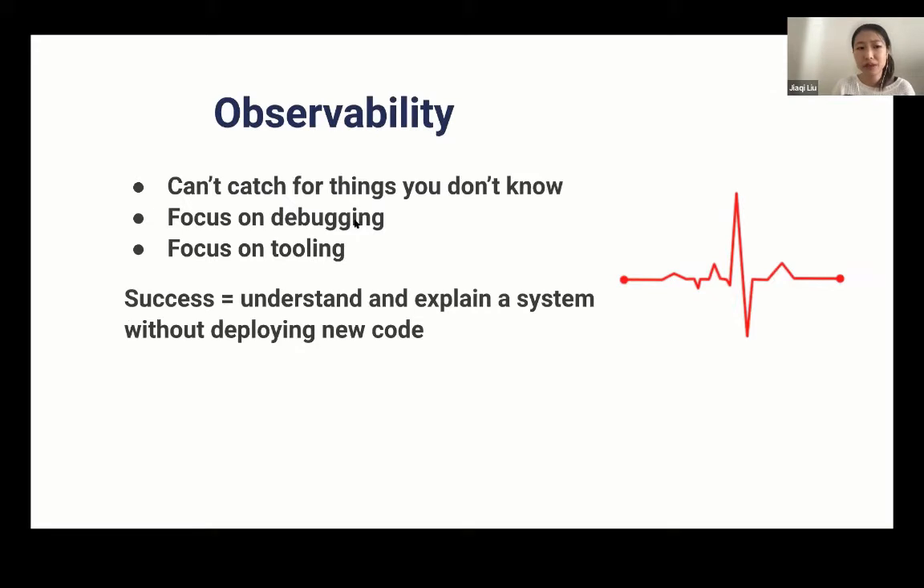In turn, observability is actually on the things that you don't necessarily know for sure. And the focus is on being able to debug a system and provide tooling for developers to work on a given system. The success metric for observability is that you should be able to understand, dig into, and explain a system and its behavior without having to introduce new code to the system. So this really means that when you're building out a feature, you should also be building out the underlying non-functional requirements that will give you that level of success for observability.